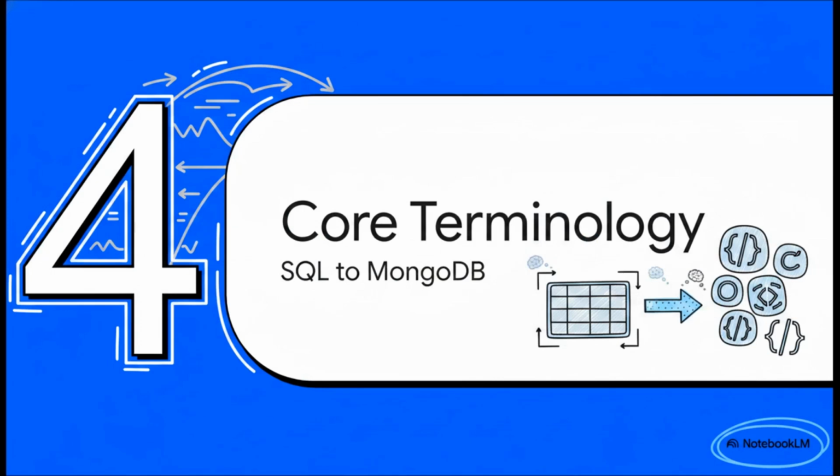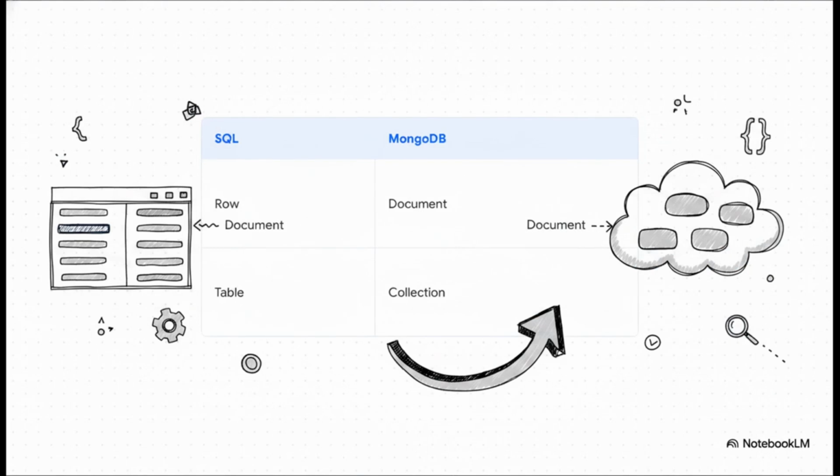Which brings us to Section 4, MongoDB core terminology. Let's build a clear mental bridge by translating those SQL terms you probably already know into our new NoSQL vocabulary. This translation guide is super important. What you used to call a SQL row is now called a document. And a SQL table? That's now a collection of those documents.